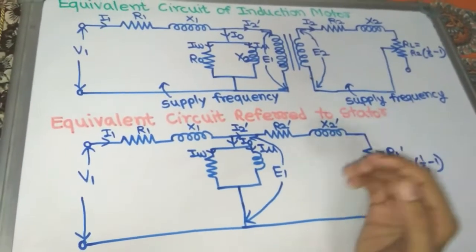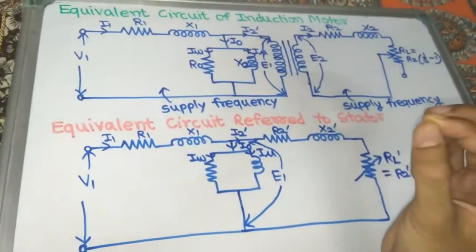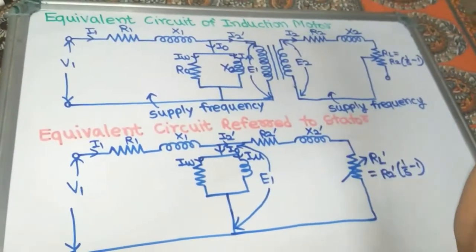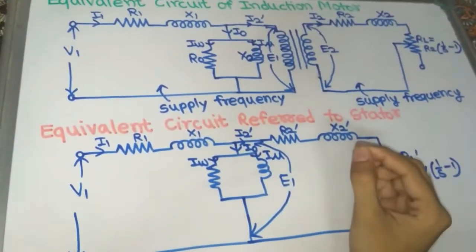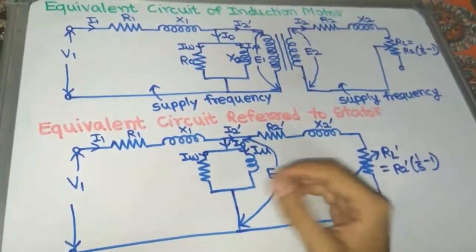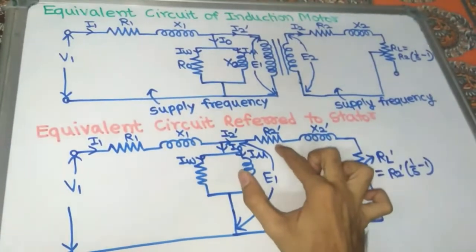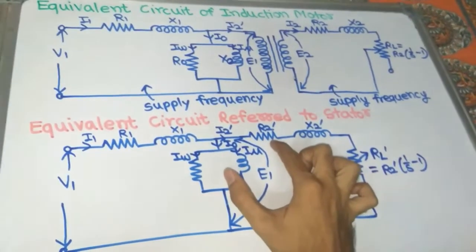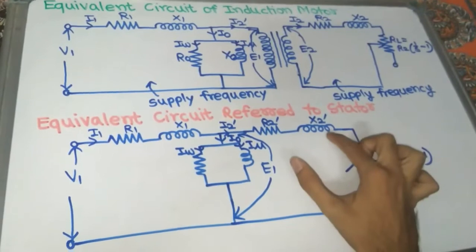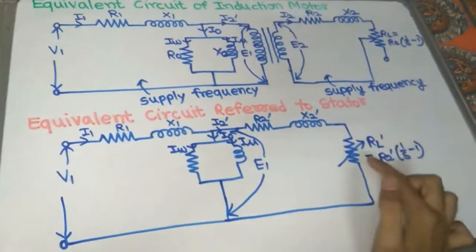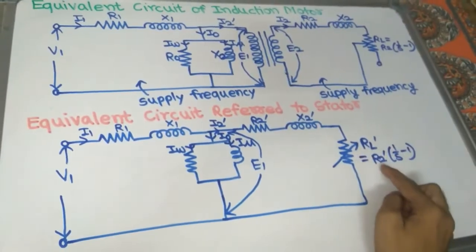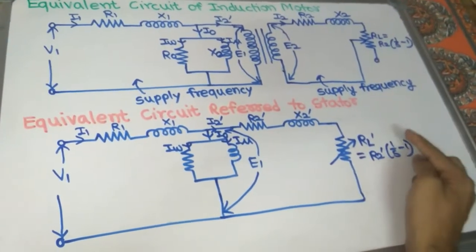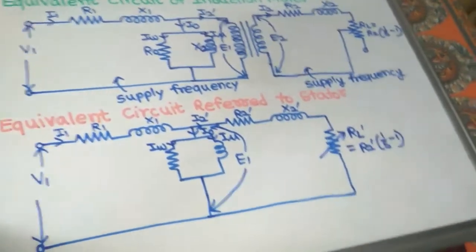In transformer we also saw the equivalent circuit of a transformer referred to primary winding. Similar to that, R2 dash equals R2 by K square according to transformation ratio, X2 dash equals X2 by K square, and RL dash equals RL by K square, meaning R2 dash is R2 by K square times (1/S - 1).